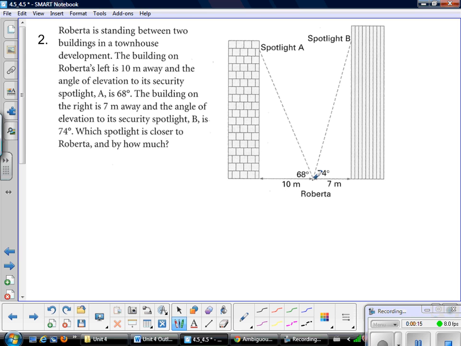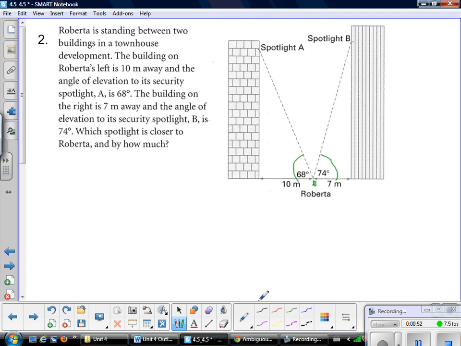Okay, so here she is. She's standing between two buildings in a townhouse development. The building on Roberta's left is 10 meters away, and the one on her right is 7 meters away. Okay, so there is a spotlight at the top of both buildings, and the one creates an angle of 68 degrees, and the other one, spotlight B, of 74 degrees. And it asks us which spotlight is closer to Roberta and by how much.